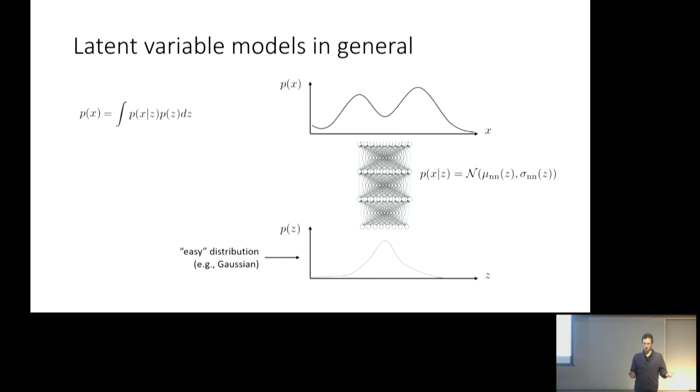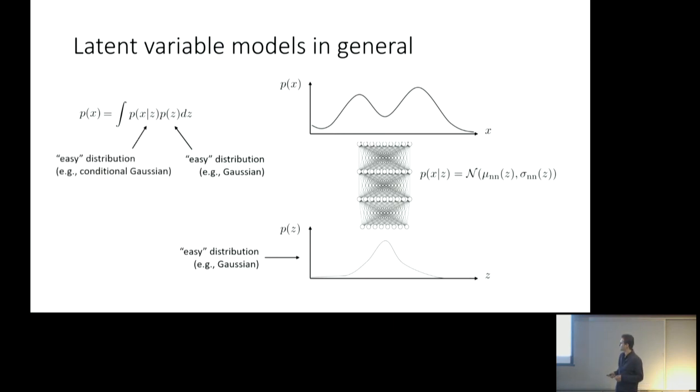But there's some bad news here, because now that sum that used to be a sum over a small discrete set is now an integral over a continuous variable. The good part is that it's an integral of a product of two terms, and both of those two terms are actually easy. So P of z is some easy distribution like a Gaussian. In fact, oftentimes in practice, we won't even learn that distribution. We'll just fix it to be a Gaussian with mean 0 and variance 1, because we don't care. We're going to be transforming it with some arbitrarily complex nonlinear thing.